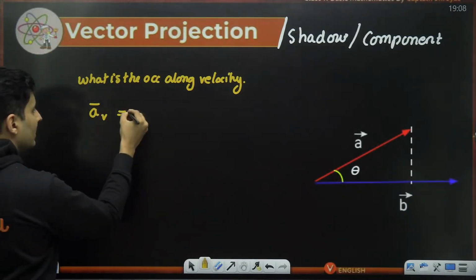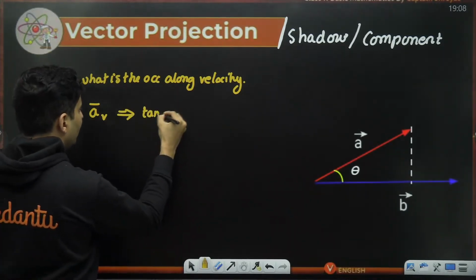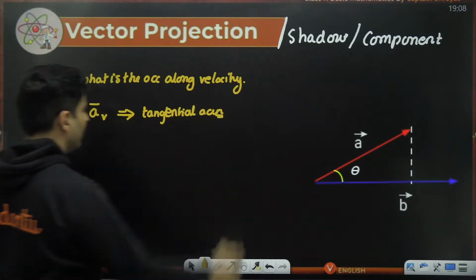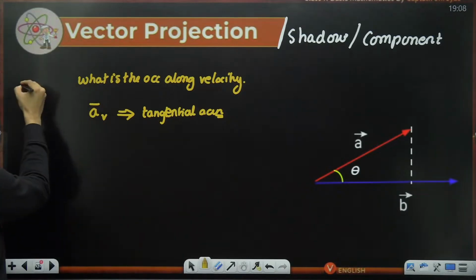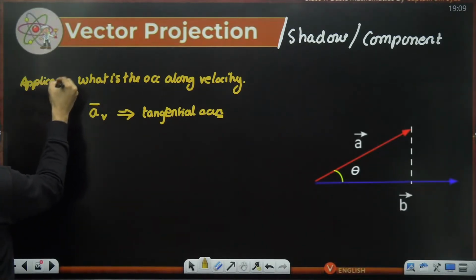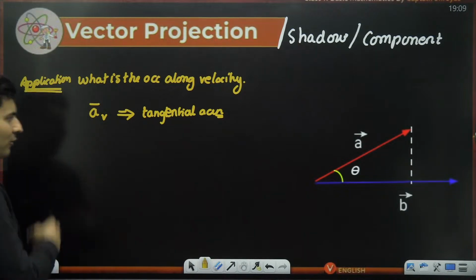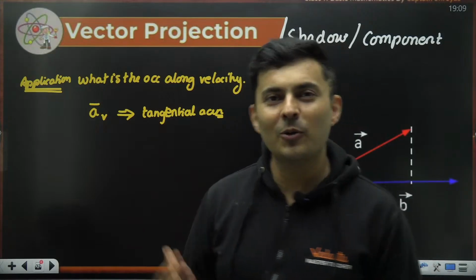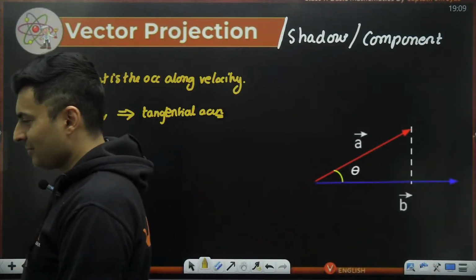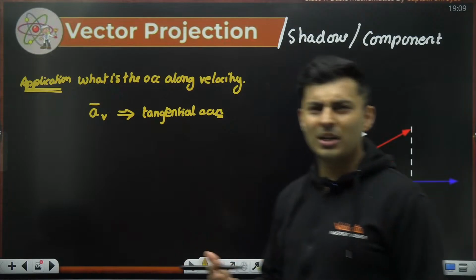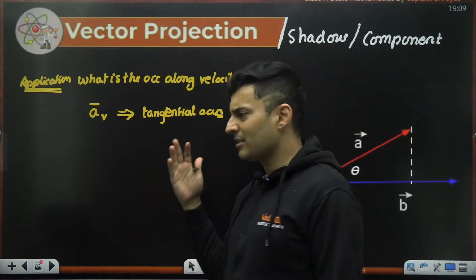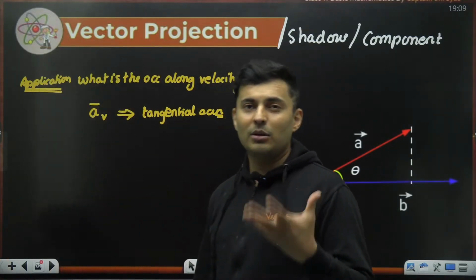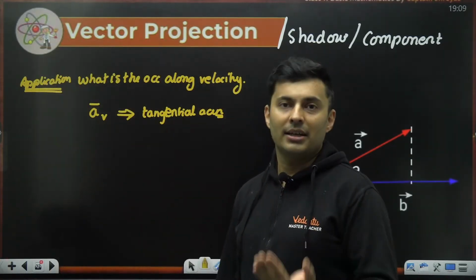This is also called, sometimes, the tangential acceleration. Yes. So this is one such application. And there are many such applications where you have to find some physical quantity along some other physical quantity. Okay. So that's how you can use the concept of projection. Clear? So circular motion, rotational motion, even in field, flux, so many places you might use this concept. Force, what is the magnitude of the force along the displacement? Maybe I need it somewhere.